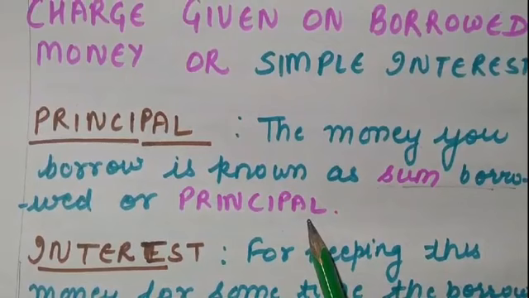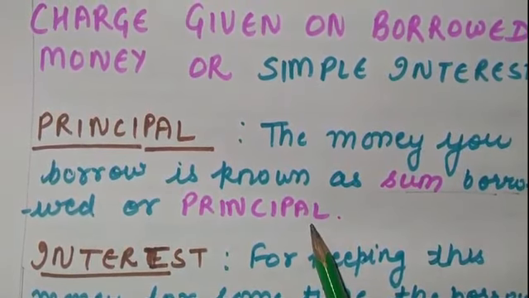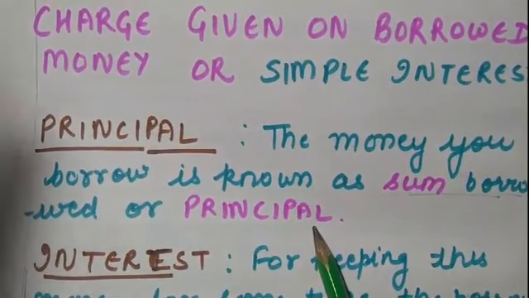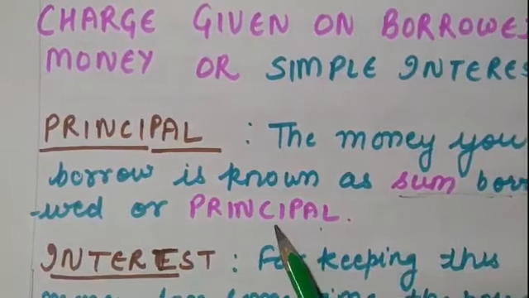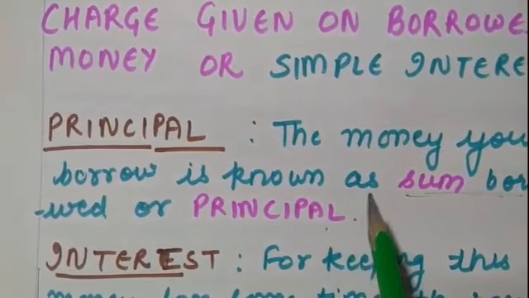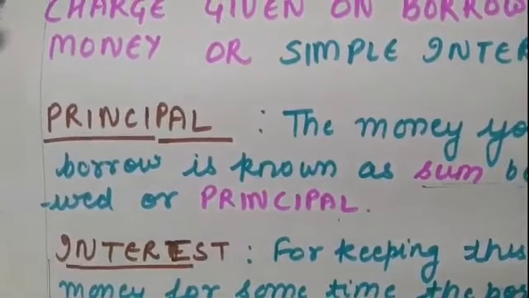Suppose you have borrowed some money, either from a bank or from somewhere. That money is known as sum borrowed, or you can say principal.